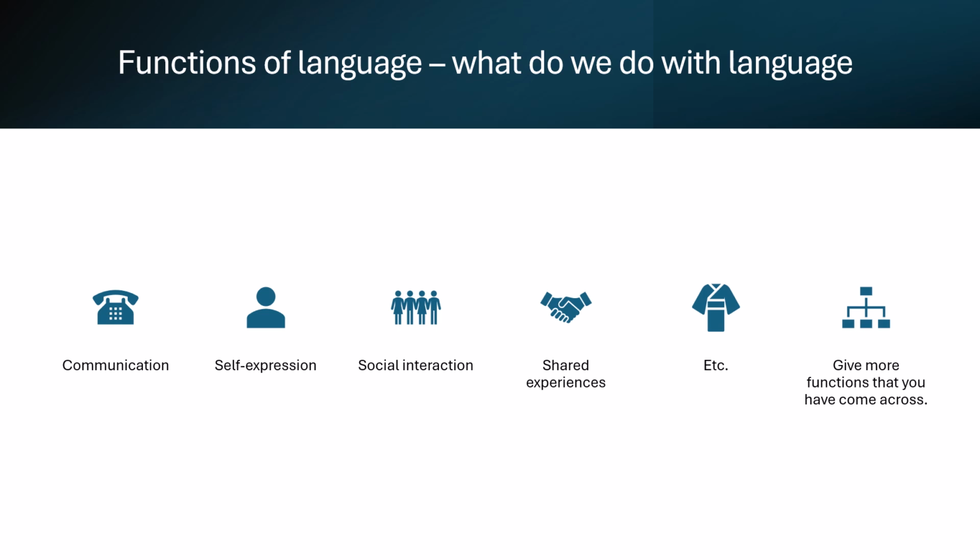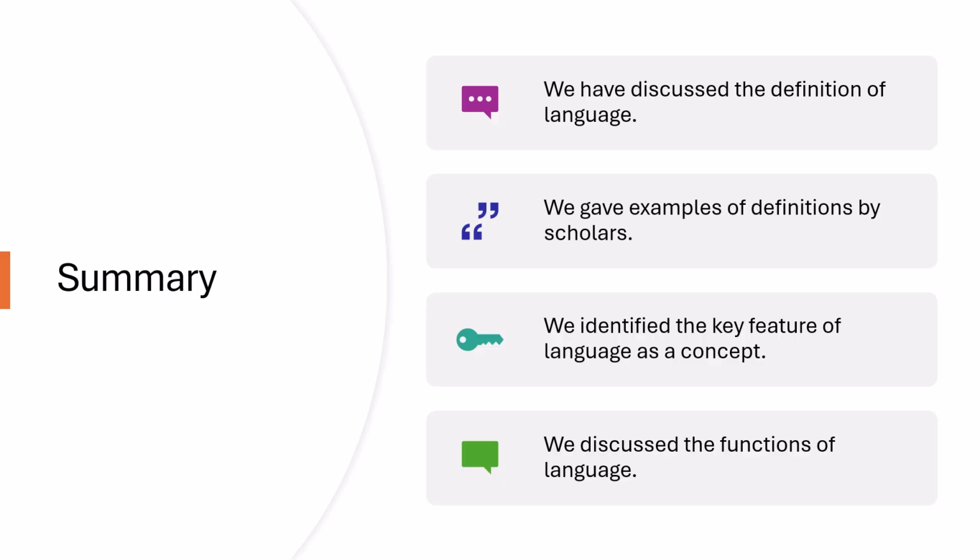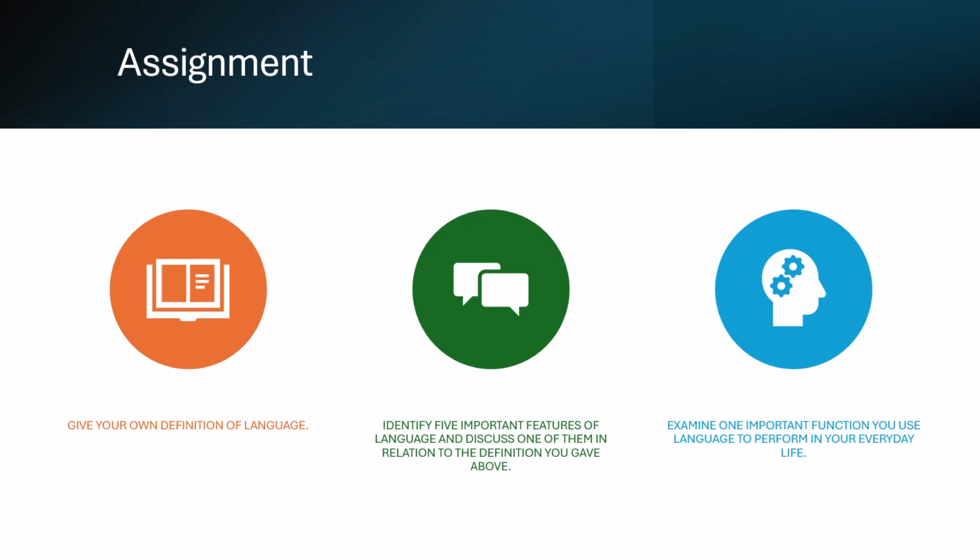So you can give more functions that you have come across. What have you used language to do? You don't even need to go and ask somebody. That part of scholarship, you can look at your own internal experiences and say what you think it is about. So in summary, what have we discovered? We have discovered the definition of language. We gave examples of definitions by scholars. We identified the key features of language as a concept. We also discovered the functions of language. This is basically what we covered in class, but I hope this helps you understand better the lesson we did then, because I taught only half of the class when we just started. So I hope this helps somebody.